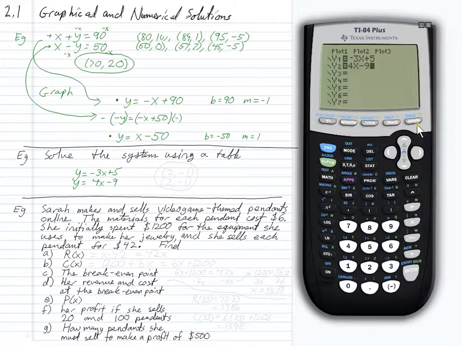Now if I graph this and go back to a standard zoom, so zoom 6, we can see that there is a nice intersection point, and just guessing, it looks like it's around (2, -1) maybe.